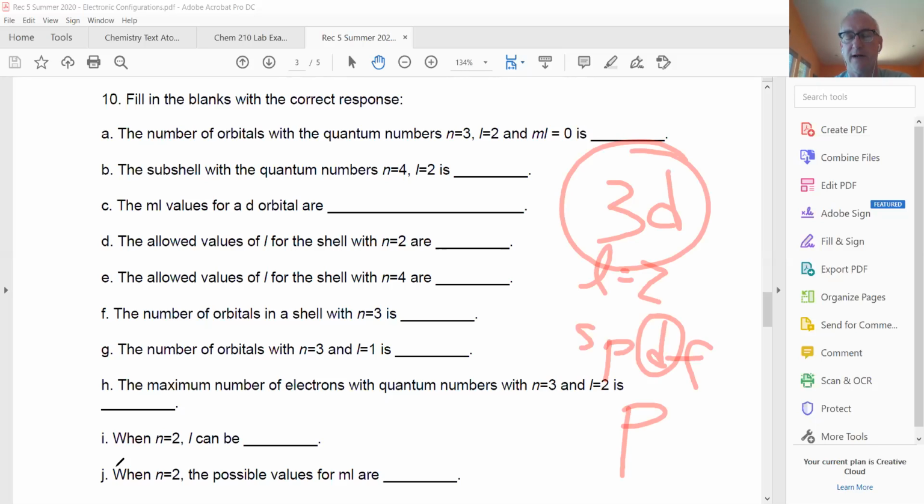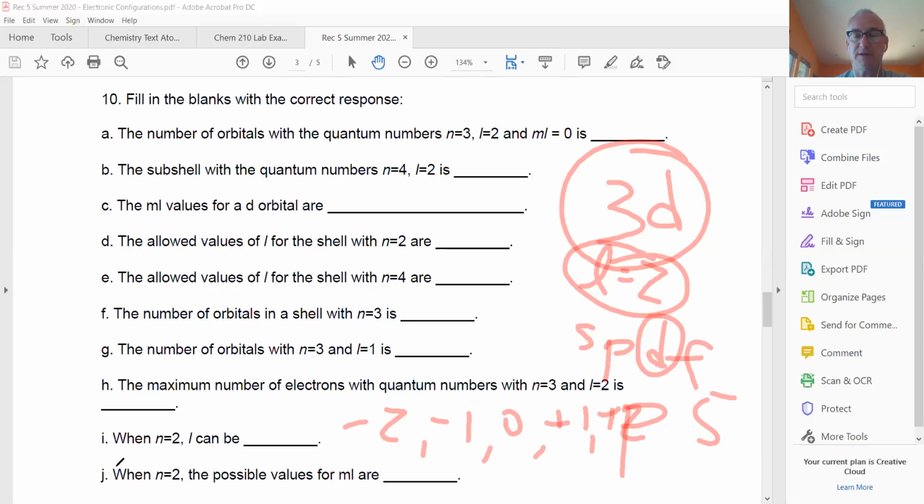Yeah, Sabrina, you had a question. Yeah, the answer's 10. Yes, since D is L equals 2, the possible orbitals are -2, -1, 0, +1, +2. So there are 5 orbitals, 2 electrons for each one. So the total number of electrons you can stuff into a 3D orbital or any D orbital is 10.